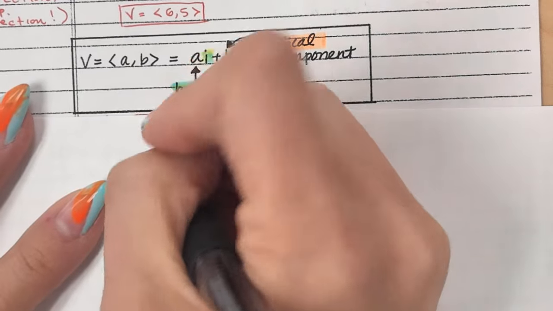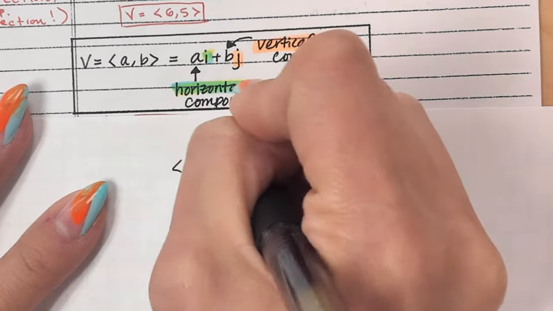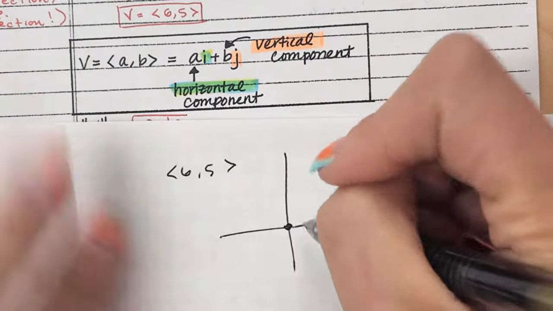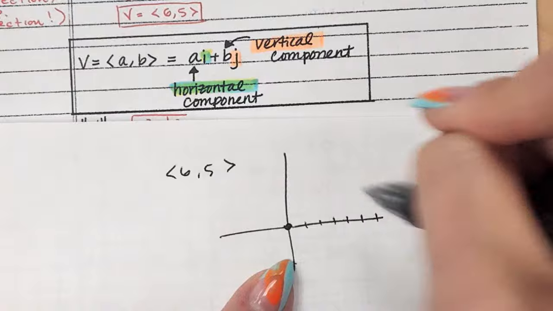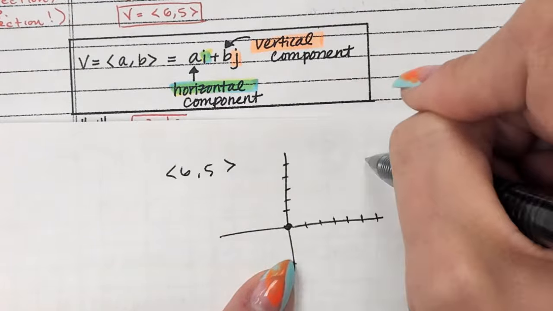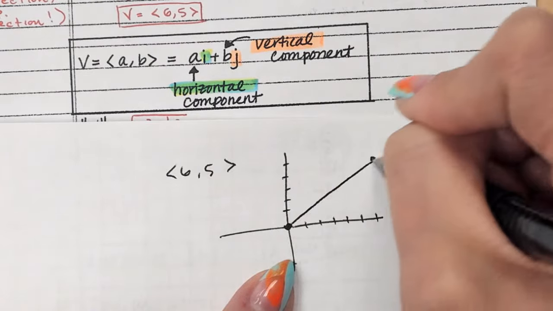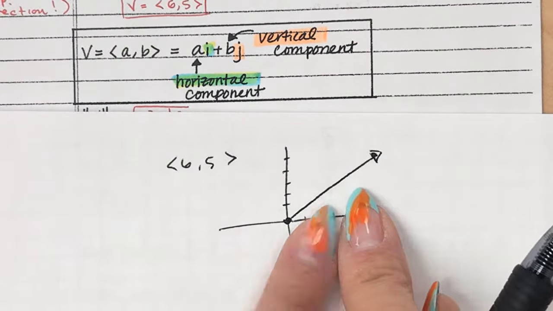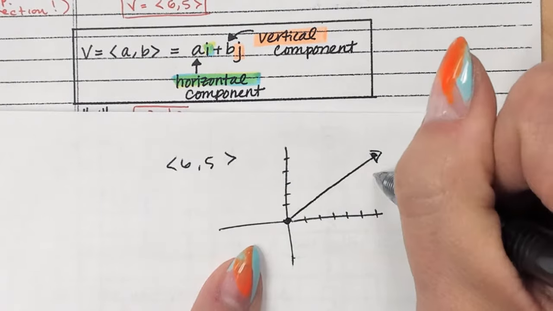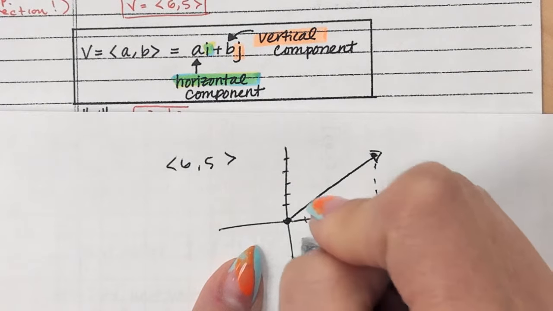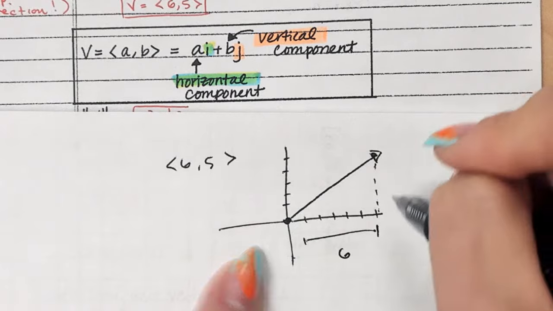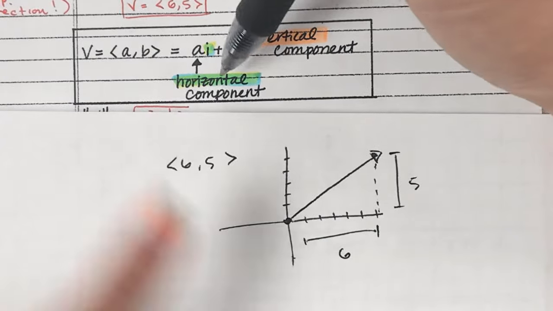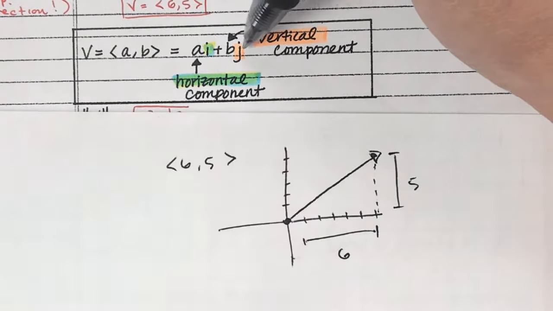It would literally be, if we were to draw 6, 5, we would start at 0, 0, and then we go 1, 2, 3, 4, 5, 6, and 1, 2, 3, 4, 5. It's basically telling you to draw that vector. So that's the vector that represents 6, 5. Well, we know that this length is 6, that's horizontal, and this length is 5.